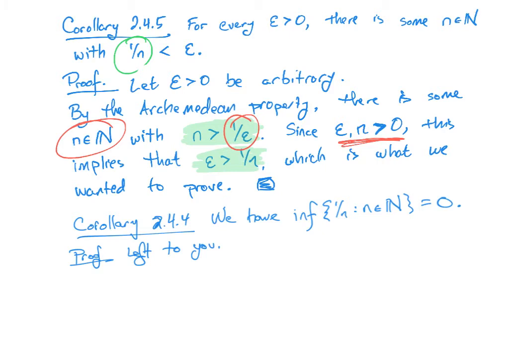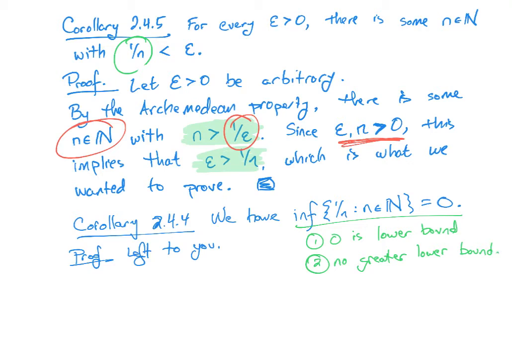I'll leave the proof to you, but let's just think about it. It's an infimum statement. So there's really two things to prove. One is that 0 is a lower bound. And 2 is that there is no smaller. Sorry. It's least upper bound and greatest lower bound. There is no greater lower bound. Okay, two things.